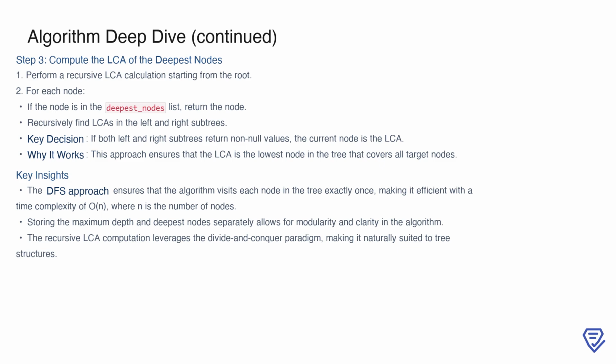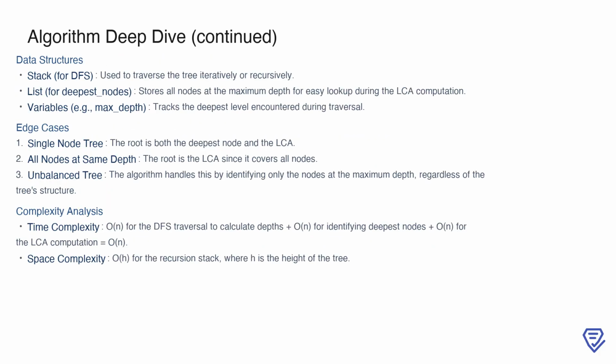Additionally, the recursive divide-and-conquer approach to finding the LCA aligns perfectly with the hierarchical nature of trees, making the solution both intuitive and effective. To implement this algorithm, we rely on a few key data structures. A stack is used for the DFS traversal, which can be done either iteratively or recursively. To store the nodes at the maximum depth, we use a list called deepest_nodes for easy lookup during the LCA computation. Finally, variables such as max_depth help track the deepest level reached during the traversal.